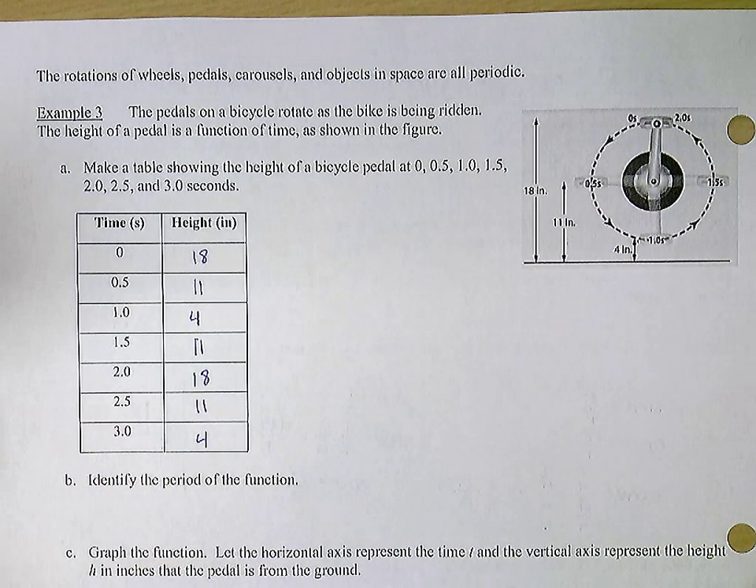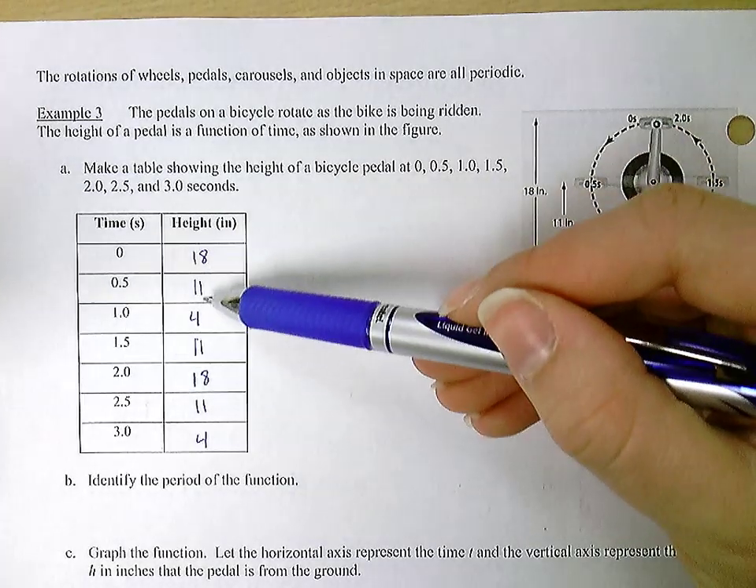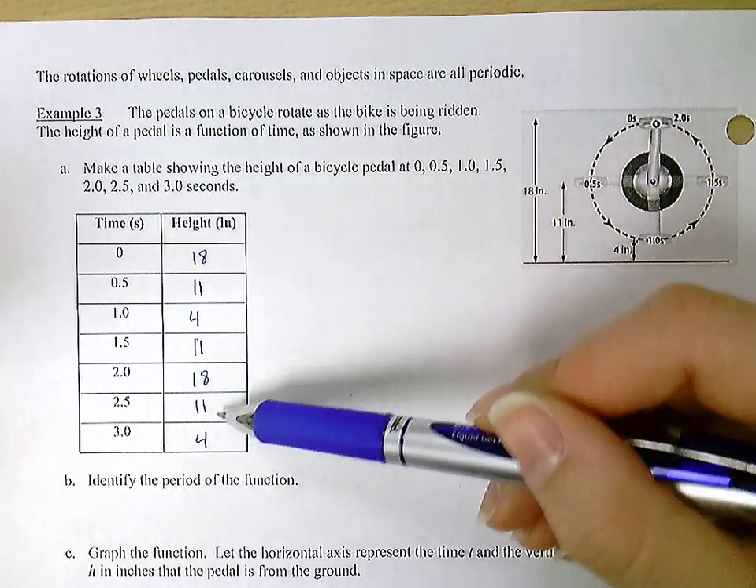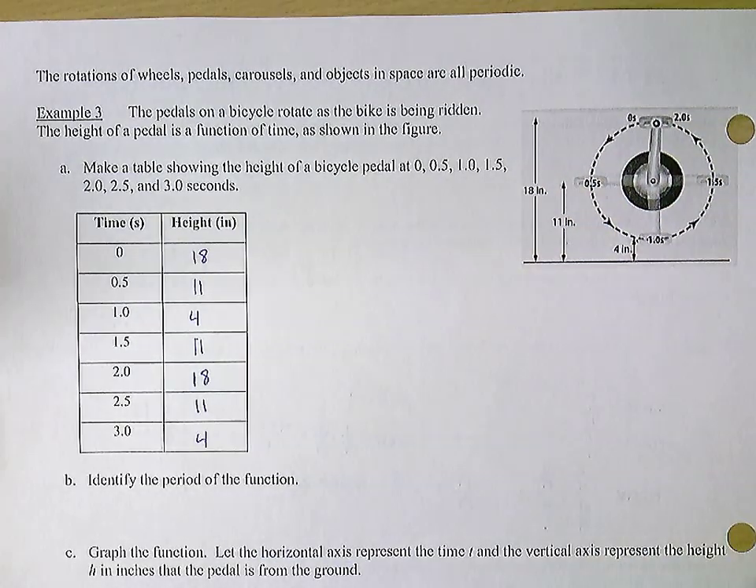So it is periodic, it repeats itself over and over again. We go from 18, 11, 4, 11, 18, and then we go 11, 4, 11, 18 again. So it repeats itself.